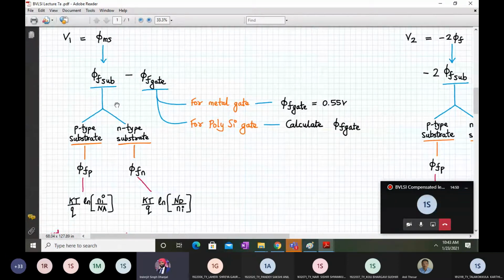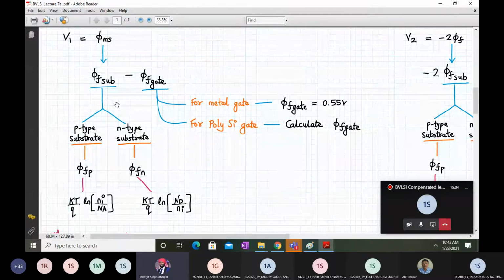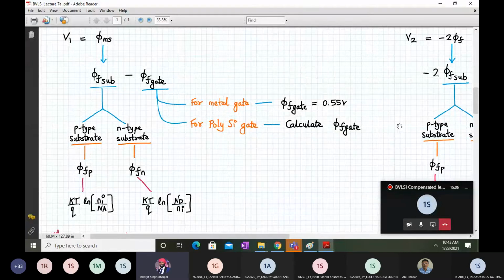So you all can either take the print screen and keep it. I'll wait for 5 seconds. These formulas are very important in solving the numericals related to the threshold voltage. Okay, I'll slightly move ahead now.